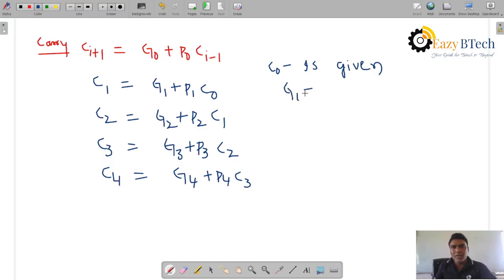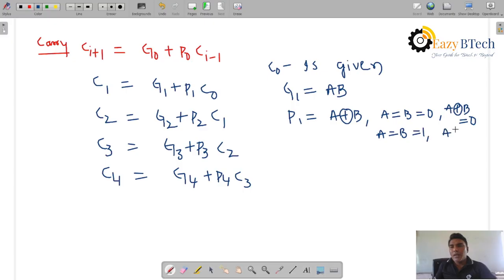G1 is nothing but A and B, and P1 is nothing but A exclusive B. If A is equal to B is equal to 0, then the output A exclusive B is also 0. If A is equal to B is equal to 1, then A exclusive B is also 0. You know the truth table: A is equal to 0, B is equal to 1, then A exclusive B is equal to 1. Otherwise it will generate 0.